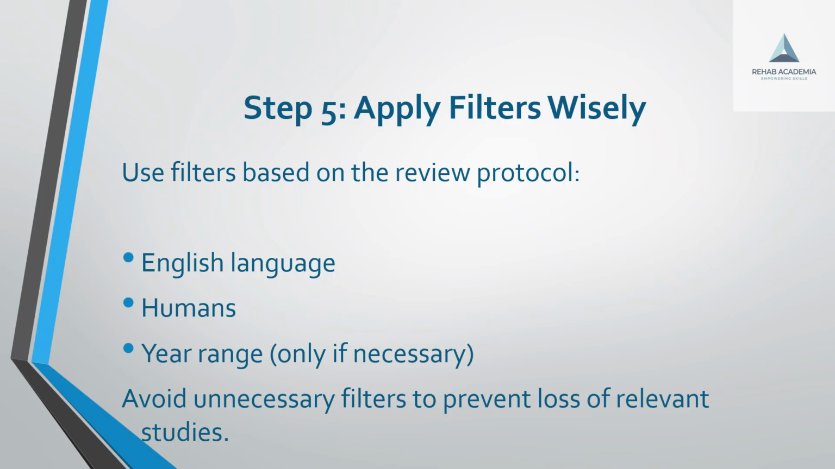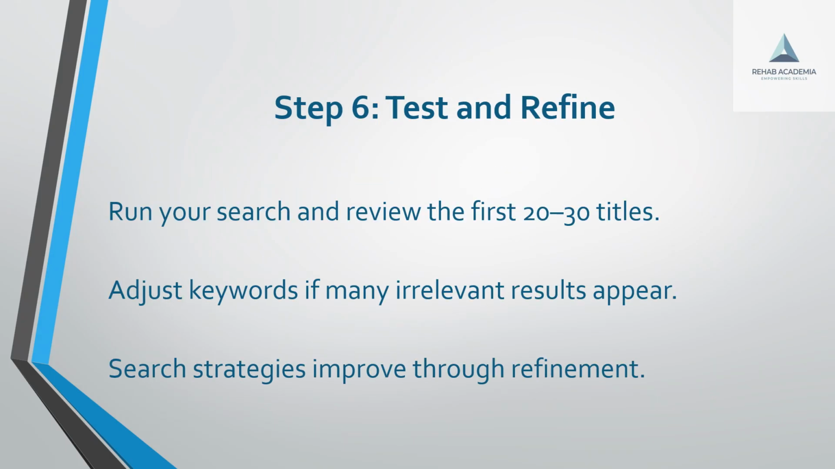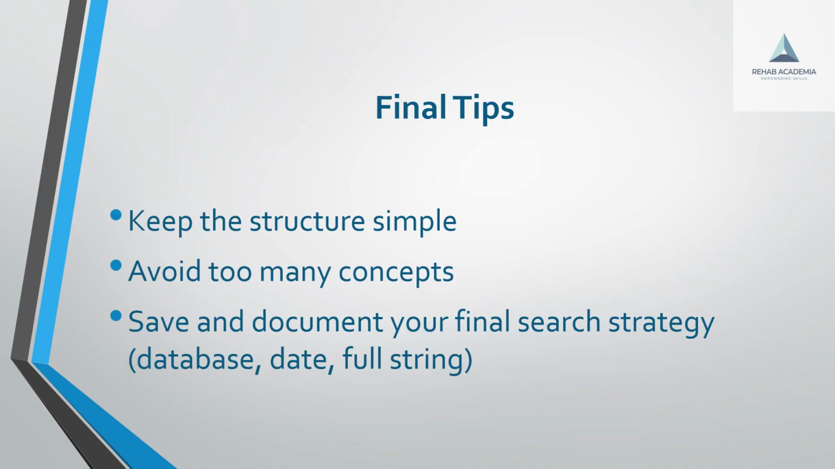Next step is apply filters, but wisely. Do not filter too early. Only add filters like English, human, or publication dates if needed, or based on protocol requirement. Next step is test and refine. Run your search. Look at the first 20 to 30 articles. Are they relevant? If not, adjust the keywords. Search strategy is iterative. 2 or 3 refinements are totally normal.